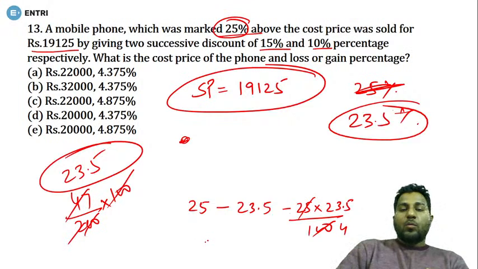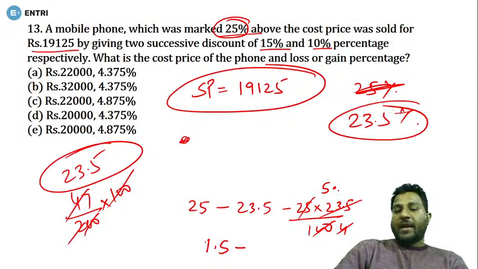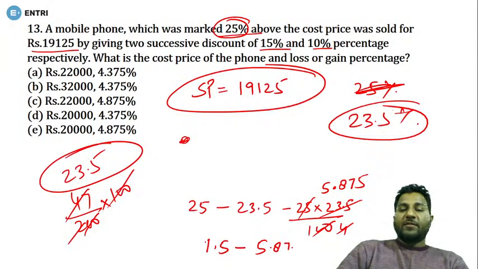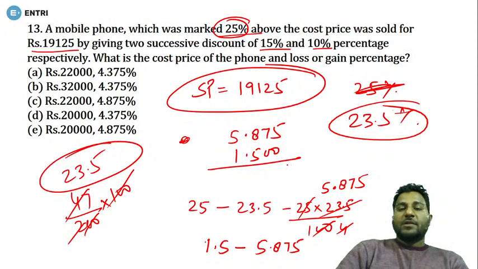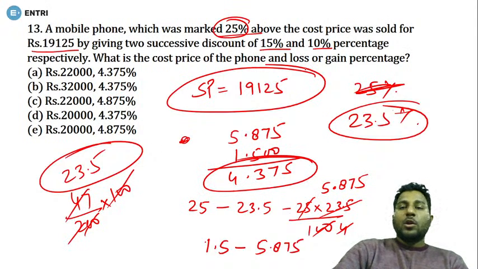That means 1.5 minus, 4 fives are 20 and 4 eights are 32 and 4 sevens are, and 4. That means 5.875 will be subtracted from 1.5. So it will be 4.375 as the loss. So all the data is there. Just erase these two data. Why? Because these two data will not match.